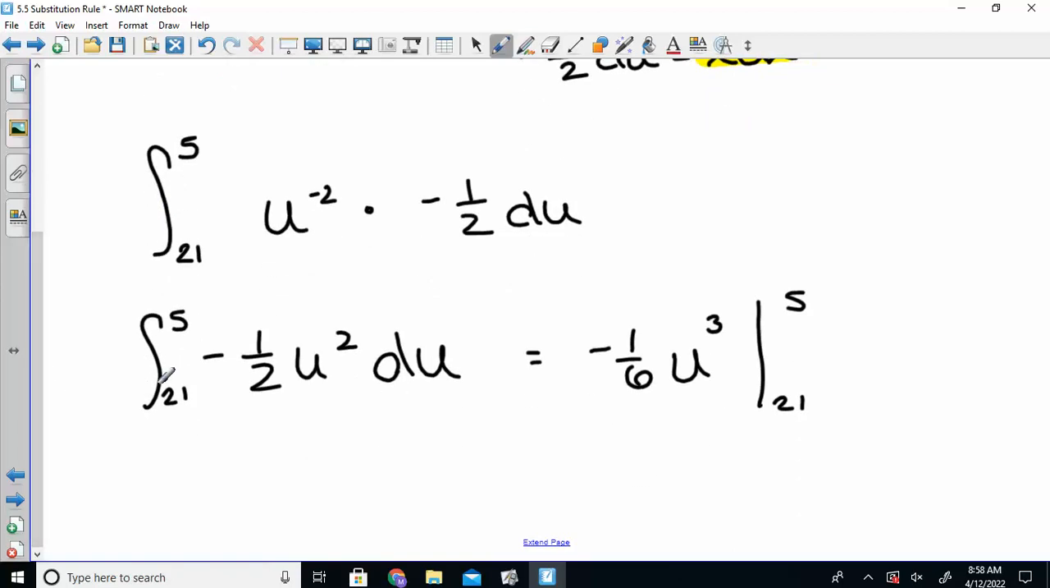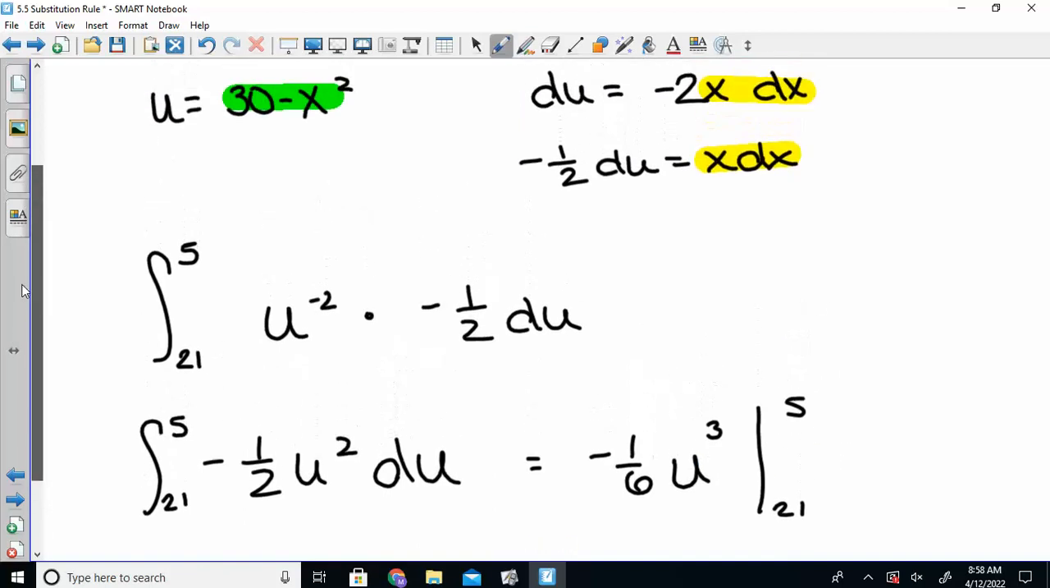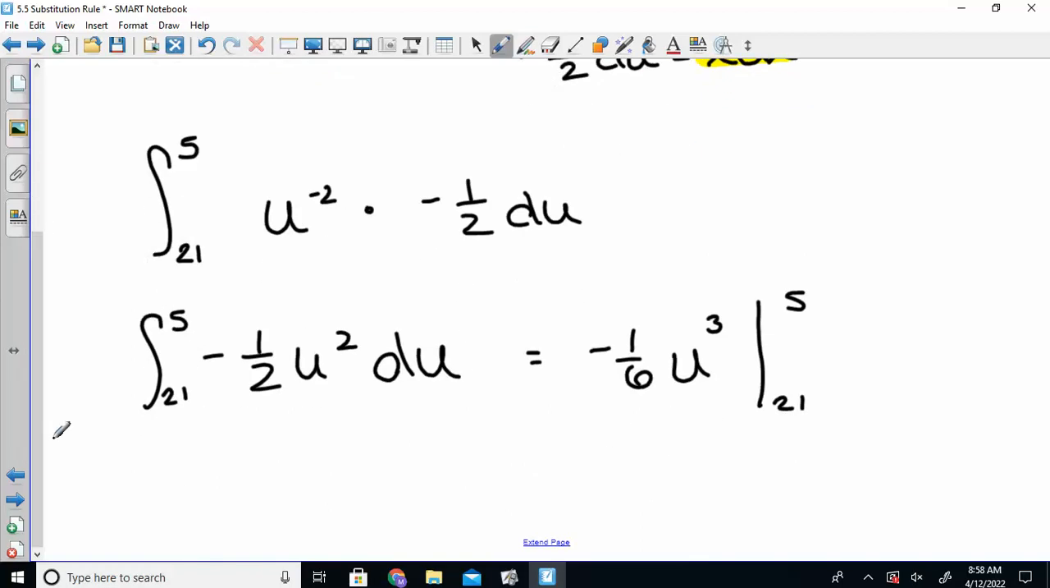Because those values are u's, right now I do not have to change this back to an x. If I did not change these numbers, I would then have to replace my u with the 30 minus x squared, and it just becomes a little bit uglier. But because I already found my new limits, we can just evaluate this. So we have negative 1/6. So we have to do 5 to the third minus 21 to the third.